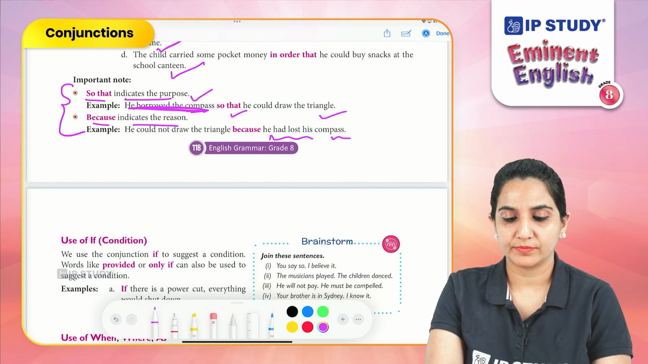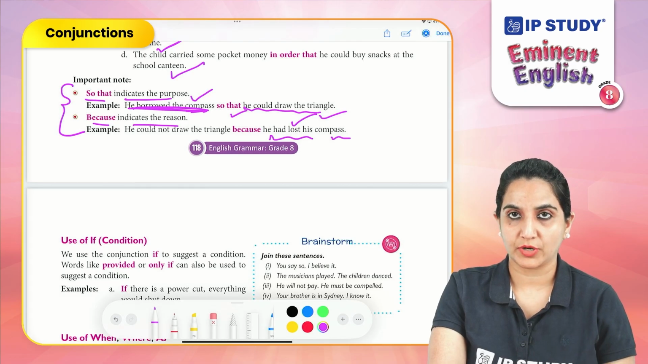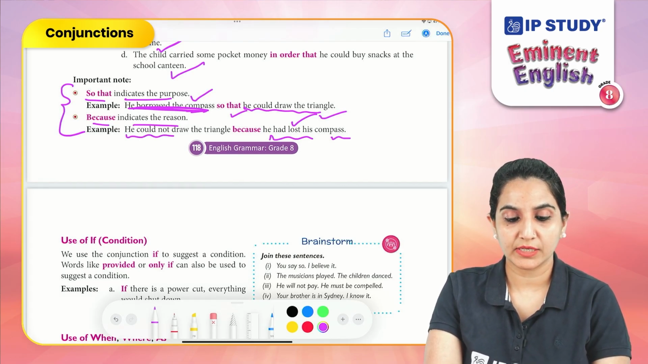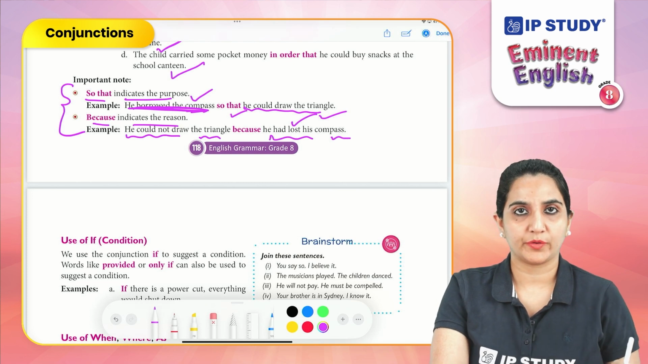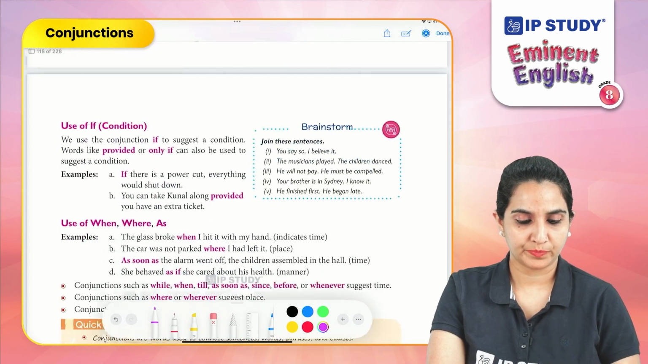The object is here, and here the object is later. Here the reason is that he could draw the triangle. That is the purpose of borrowing the compass. Here we have the reason he could not draw. We have a statement or a fact. So we use because in such cases and so that to indicate the purpose.